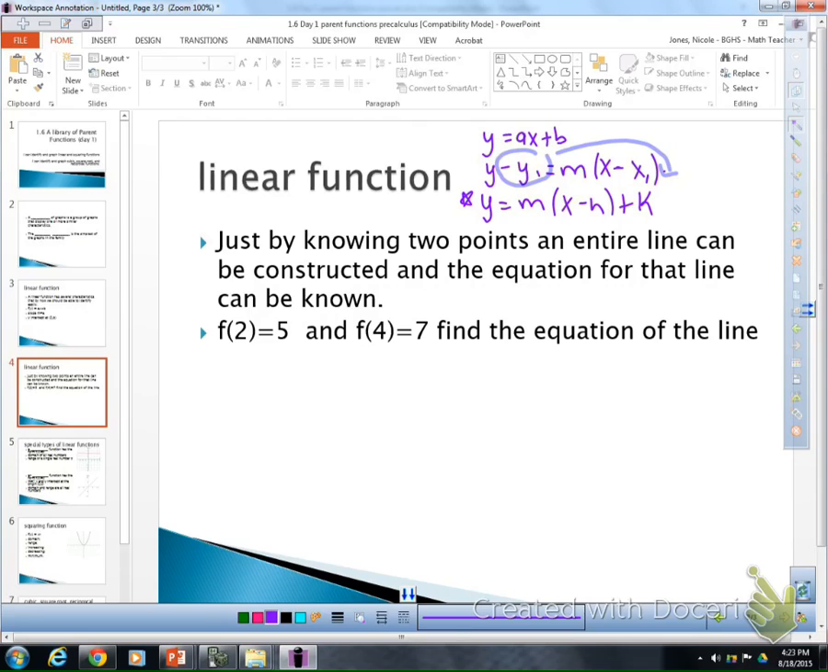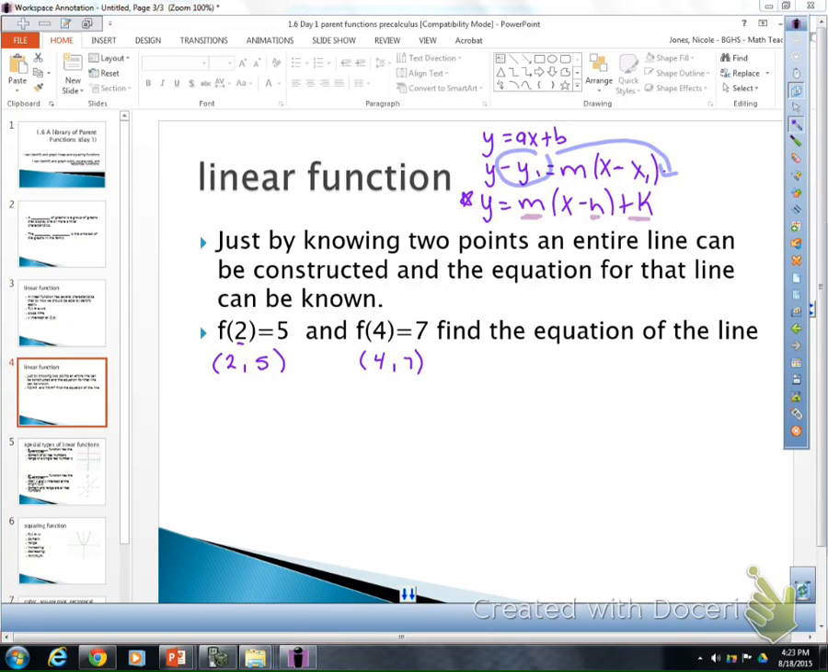So if we know f of 2 equals 5 and f of 4 equals 7, we're given two ordered pairs. Typically we have f of x, so that means that x is 2 and y is 5. And here's our second ordered pair, (4, 7). Well, if we're going to write the equation of a line in this transformational form, there are several things that we need. The first thing that we need is the slope. The second thing that we need is a point, h and k.